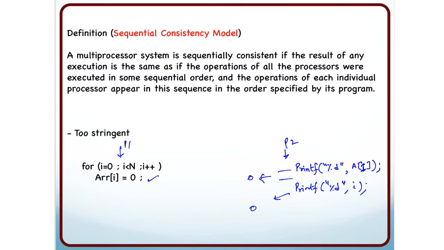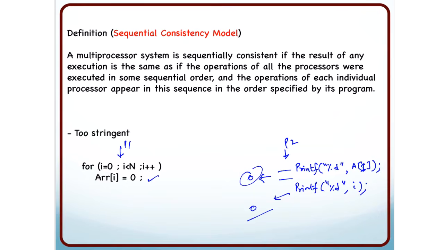And now what does the other processor see? It sees that when it prints A1, it gets the value 0, which means that it has already executed ARR[1] equal to 0, which means I must have already taken the value 1, but when it prints the value of I, it finds it to be 0. Is this point clear?